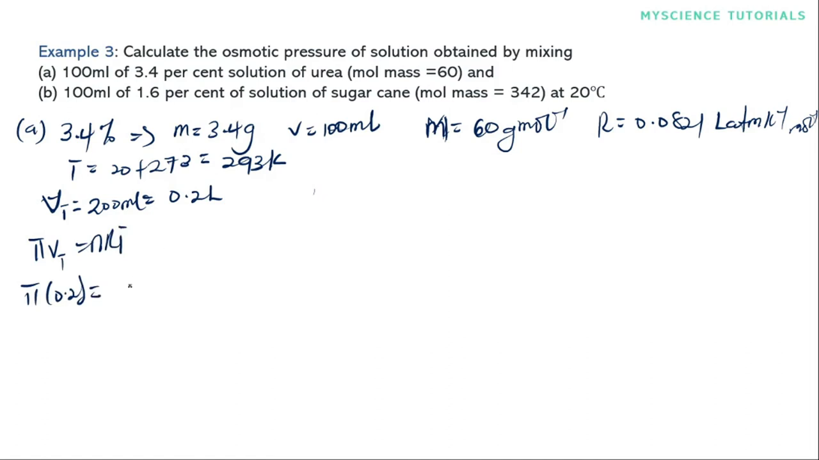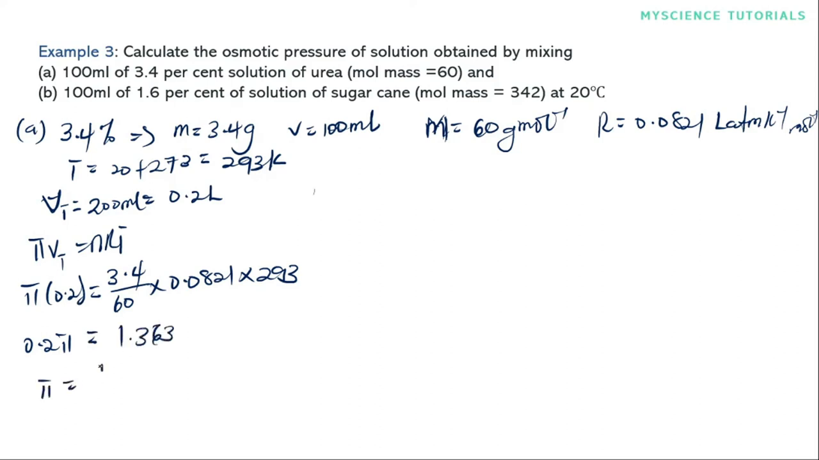Our mole is the mass, which is 3.4, by the molar mass, which is 60, multiplied by the R, which is 0.0821, multiplied by the temperature, which is 293. So we have 0.2 pi to be equal to, if we punch everything here into the calculator, we are going to get 1.363. So our pi is equal to 1.363 on 0.2. So our pi is equal to 6.82 atm.